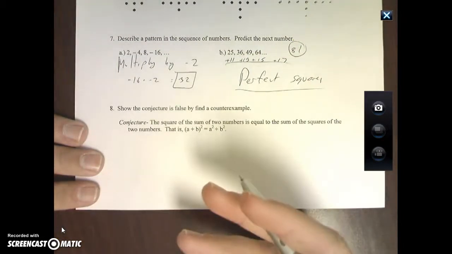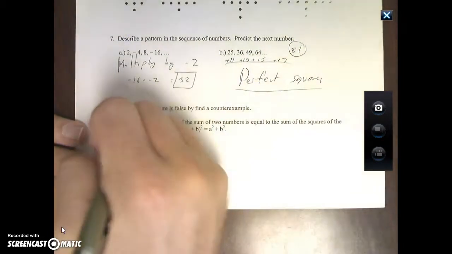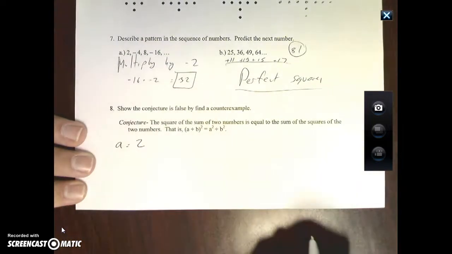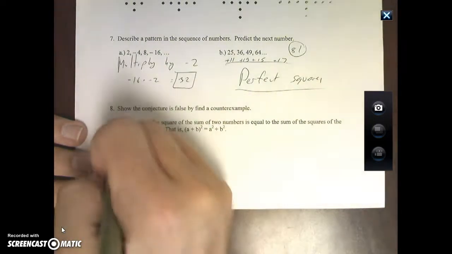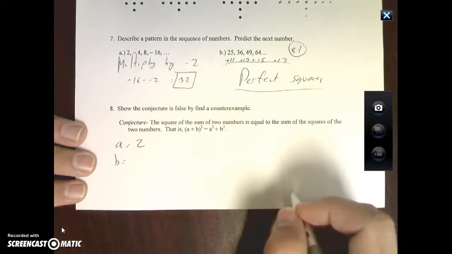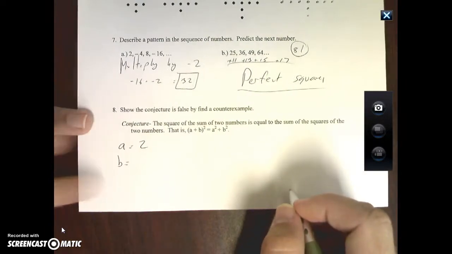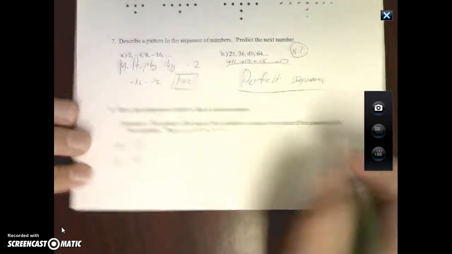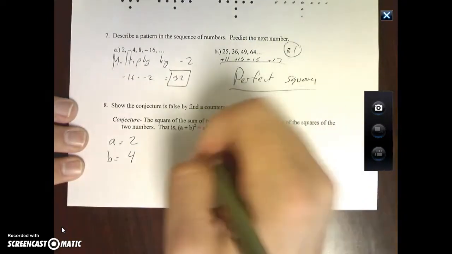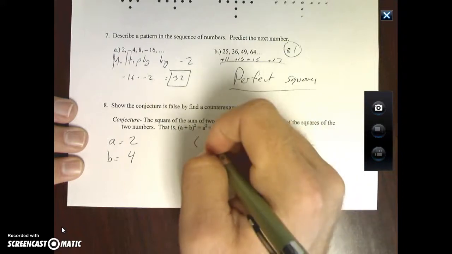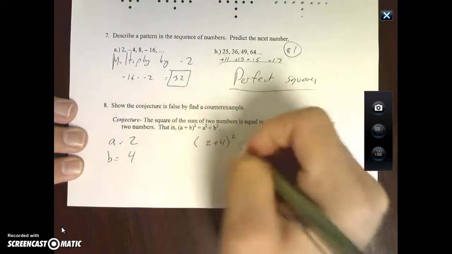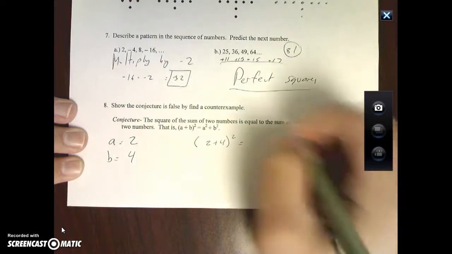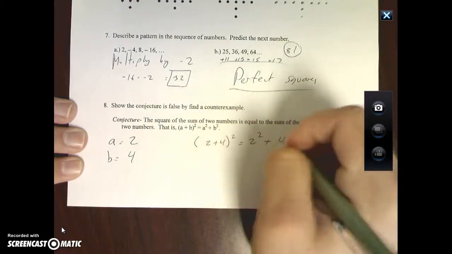Meaning, give me any real number, like any number whatsoever. So I'm going to say 2. I'm going to let A be 2. All right? And then for B, I'm going to pick another number. 4. I just spaced out there. My apologies. So now if I plug this in, the left side is 2 plus 4 in parentheses squared. The right side is 2 squared plus 4 squared.